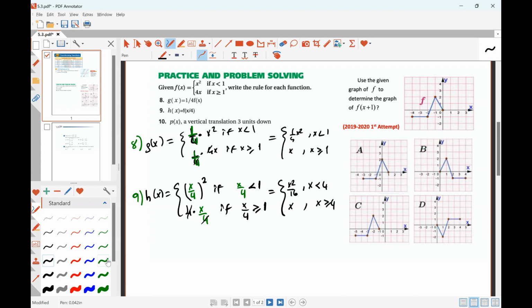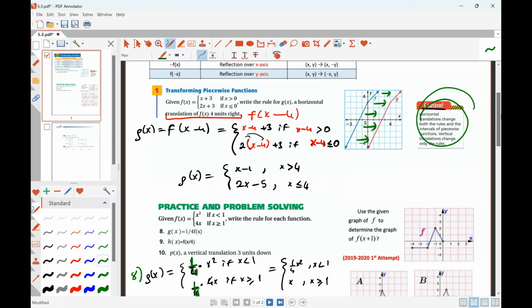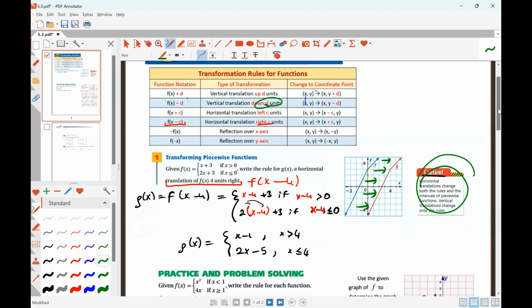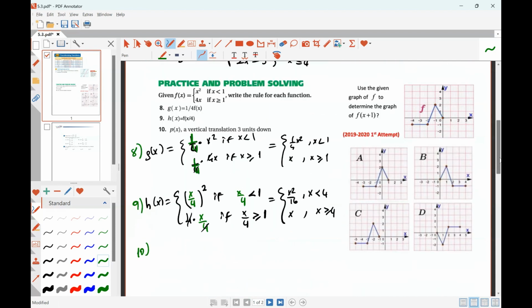Finally, question 10 is asking about vertical translation. So this time it is a translation 3 units down. When you move 3 units down, let's remember the rule. We are going d units down, then the rule will be f of x minus d. So x won't be affected, only the output is affected. So you just have to subtract 3 from the result.